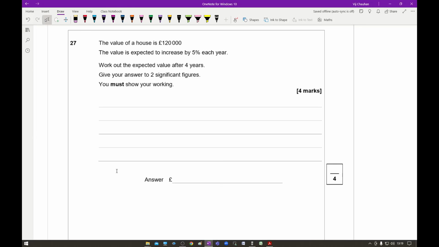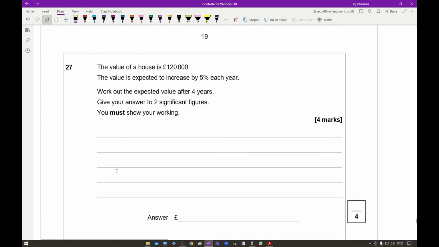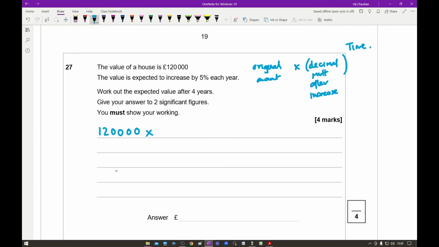Now this question here is a compound interest question, and there are several ways in which you could answer it. If you've done compound interest before, then the formula is the original amount multiplied by the decimal multiplier after the increase to the power of the time. So we've got the original amount of the house, which is 120,000, an increase of 5%, so 100% plus 5 is 105%. That as a decimal is 1.05. And then we want to do that to the time, which is 4.